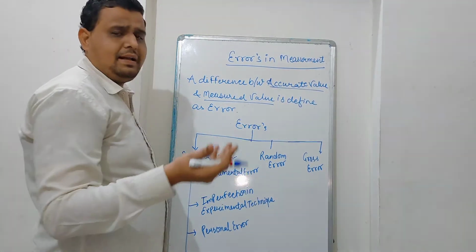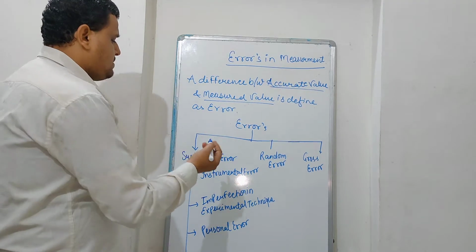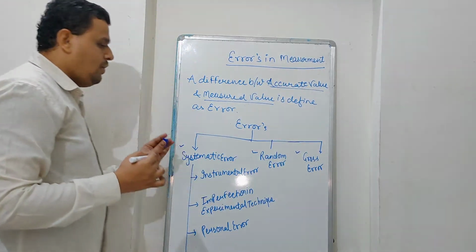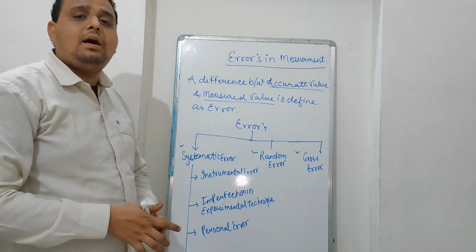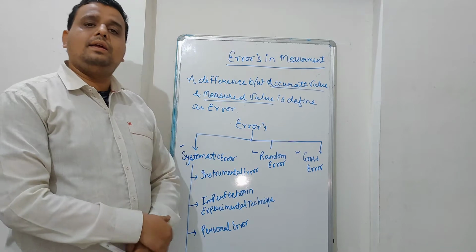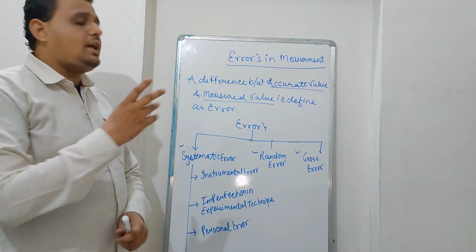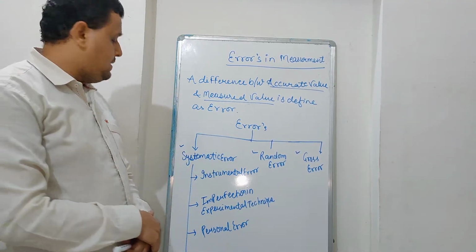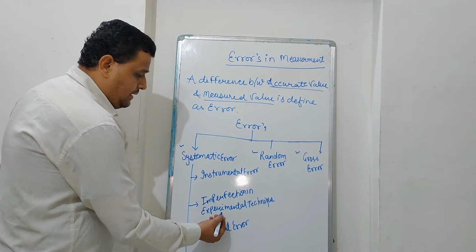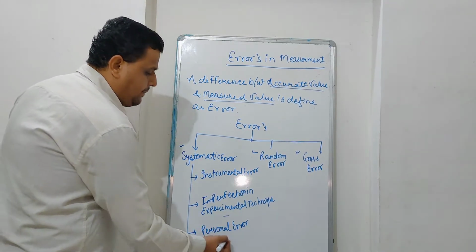Errors can be classified into three types: first, systematic error; second, random error; and third, gross error. Now we turn to systematic error. A systematic error is a continuous error which can be generated by various phenomena, like instrumental error, imperfection in experimental technique, and personal error.